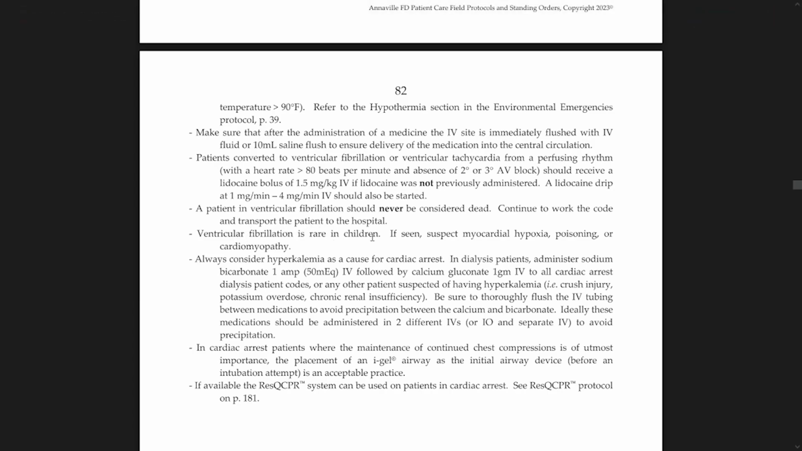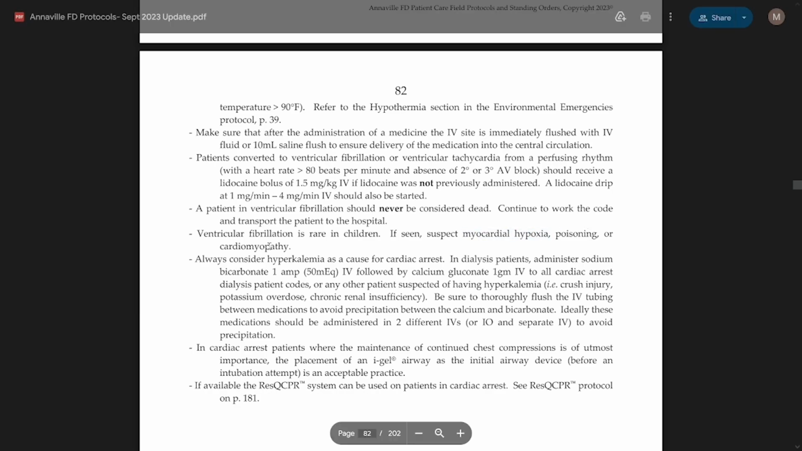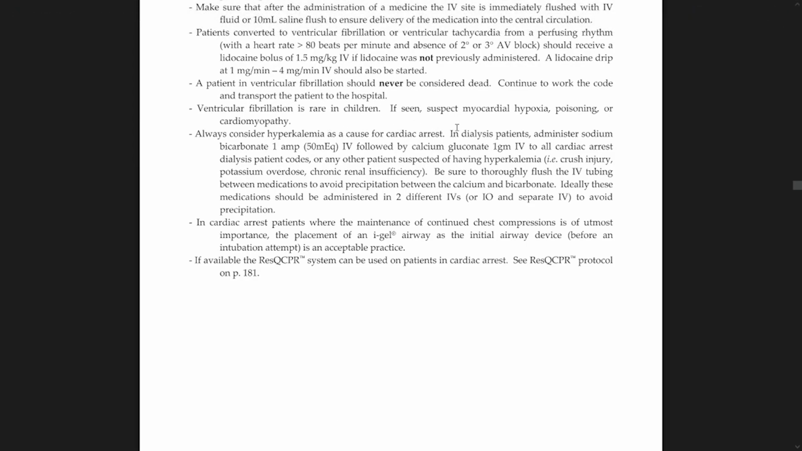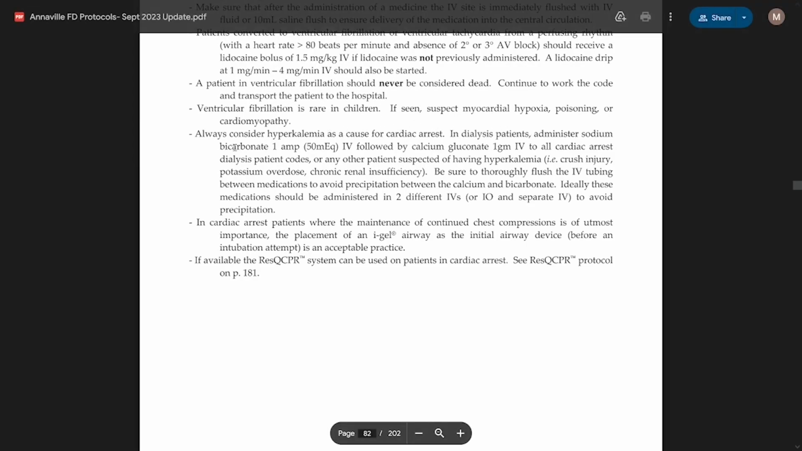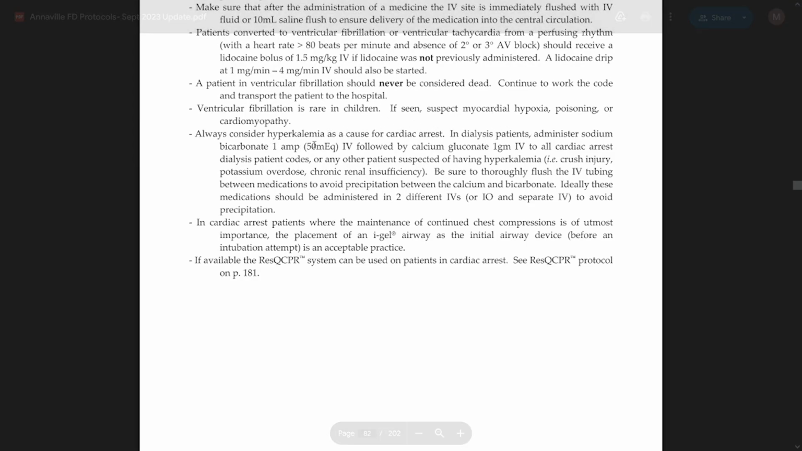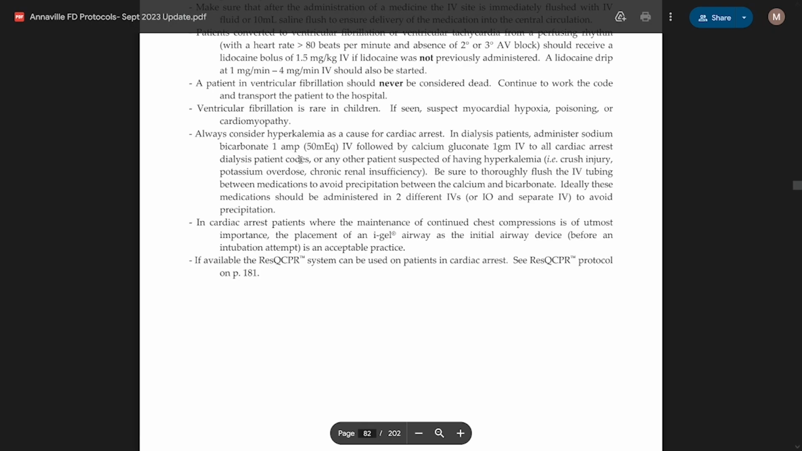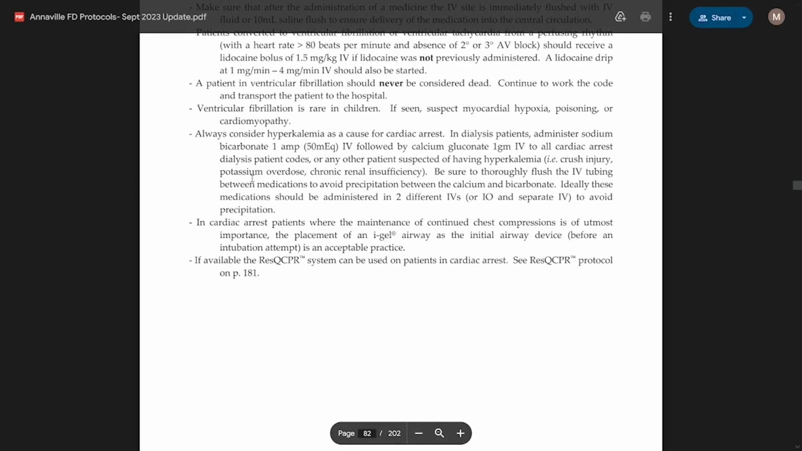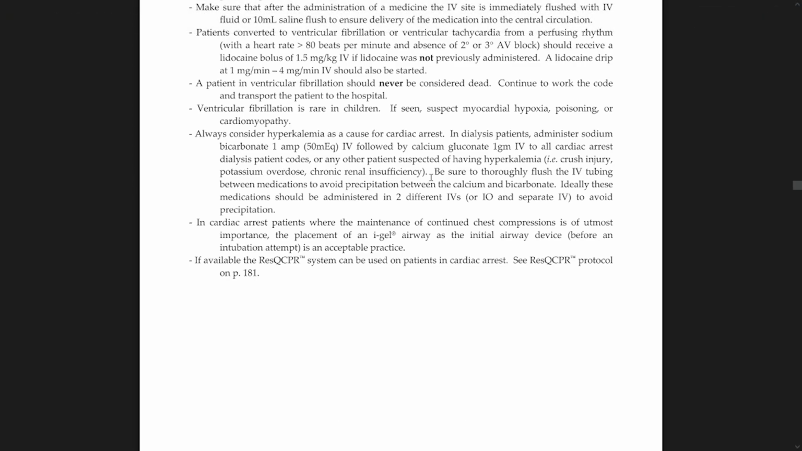VFib in a child is rare. If seen, suspect myocardial hypoxia, or lack of oxygen to the heart, poisoning, or cardiomyopathy. Always consider hyperkalemia as a cause for cardiac arrest. In dialysis patients, administer sodium bicarbonate 1 amp at 50 mEq IV followed by calcium gluconate at 1 gram IV to all cardiac arrest dialysis patient codes, or any other patient suspected of having hyperkalemia, i.e. a crush injury, potassium overdose, or chronic renal insufficiency.